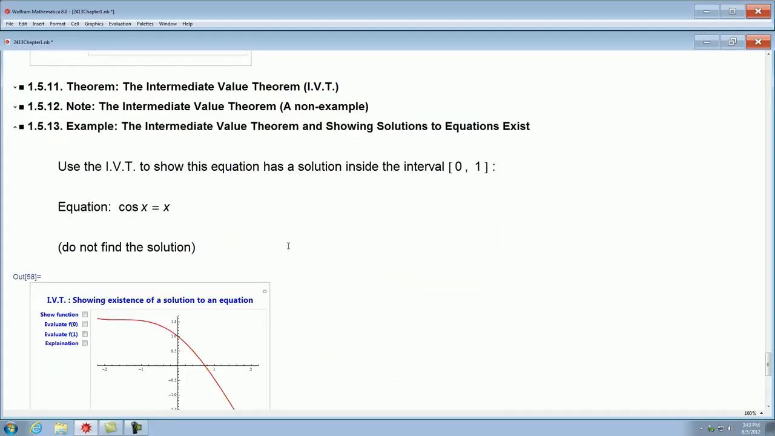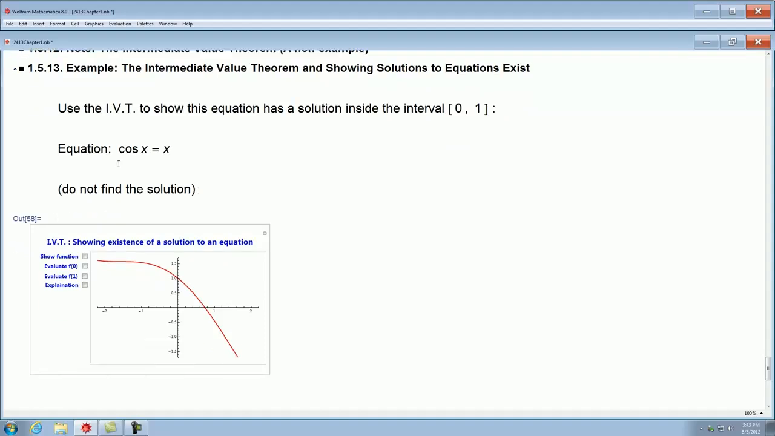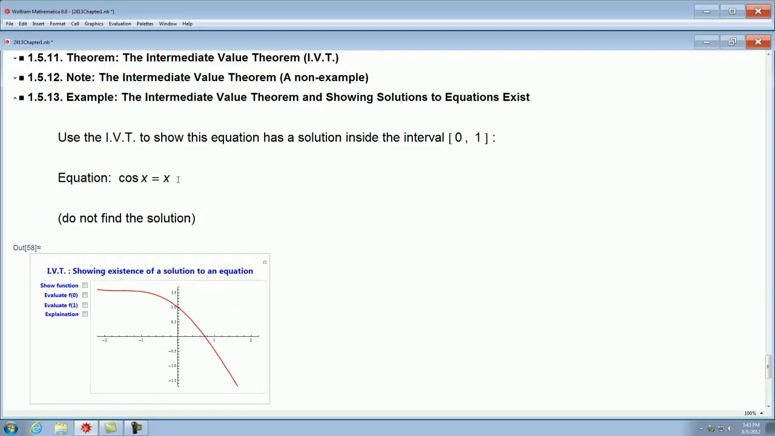All right, so use the intermediate value theorem to show this equation has a solution. I'm going to do this example in class. This is a very important example, and when I do it in class, I'll come back and refer to this to verify that we were able to show the existence of that solution.